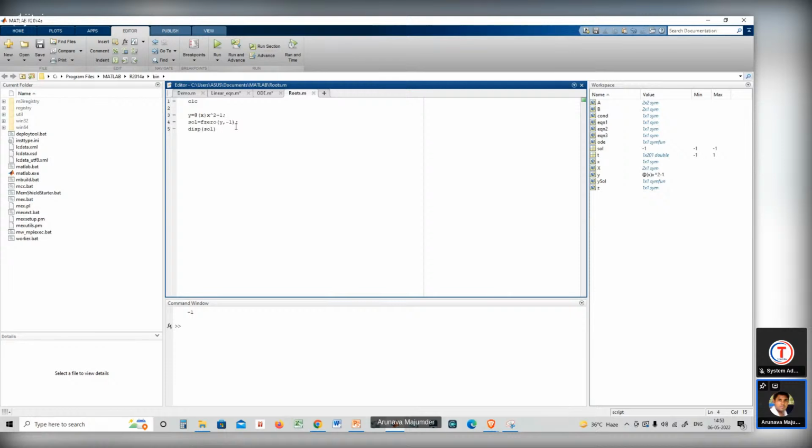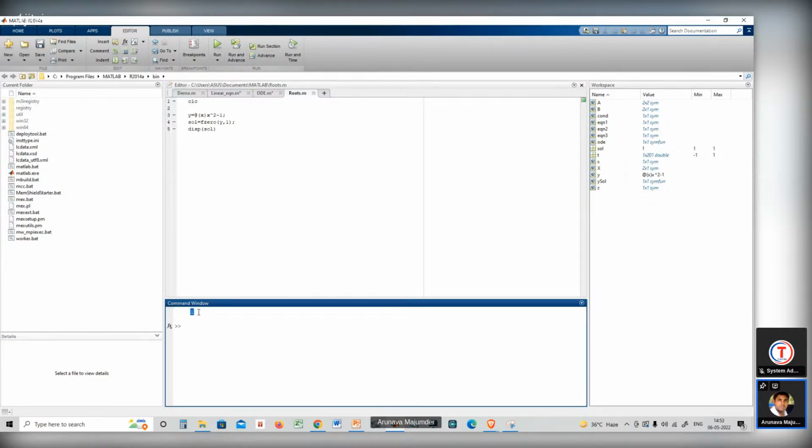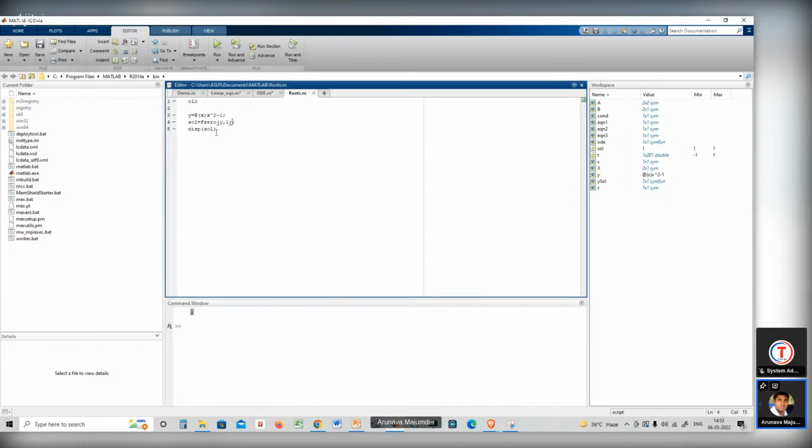But since there are two solutions, plus 1 and minus 1, now if I put 1 here, you can see the solution becomes 1. So fzero is a very effective tool. Since there are two solutions here, one negative and one positive, you can change your requirement by using this particular point. If you put any positive point, you get the nearest positive solution. If you put any negative point, you get the nearest negative solution.